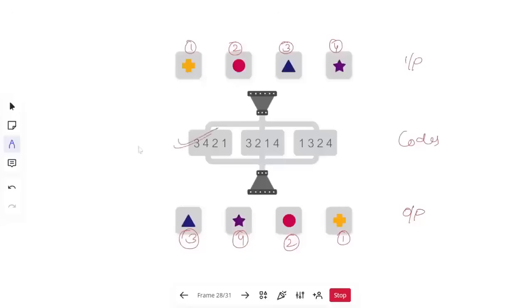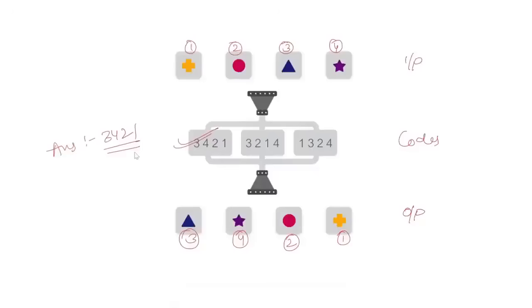So this is the correct code for this. Okay, so the answer for this is going to be 3, 4, 2, 1. Now guys, I will give you a quick trick. Because these types of questions, you need to attempt a lot of questions in short time. So how will you do it?